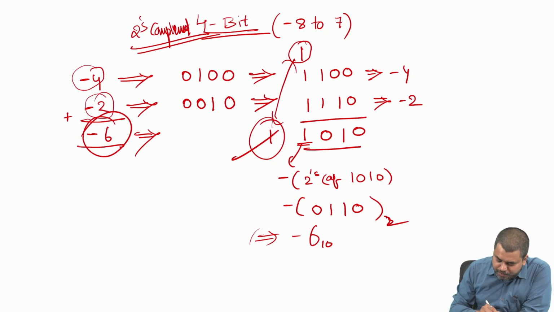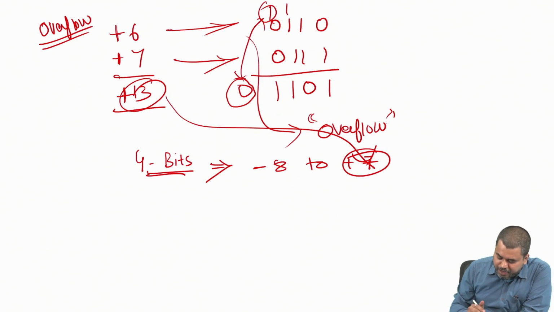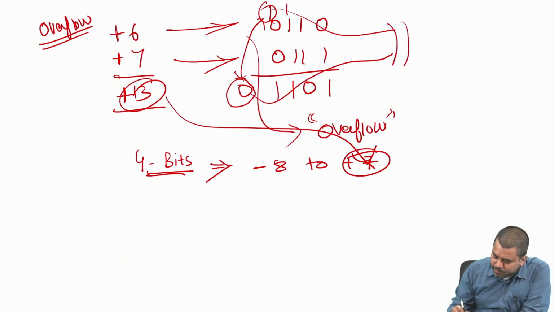But how to identify that? We need to look at both carries: the carry into the MSB bit and the carry out of the MSB bit. If both carries are equal, there is no overflow. If the two carries are different, that indicates there is an overflow. So how to identify this? Let me give these 2 bits to an XOR gate.